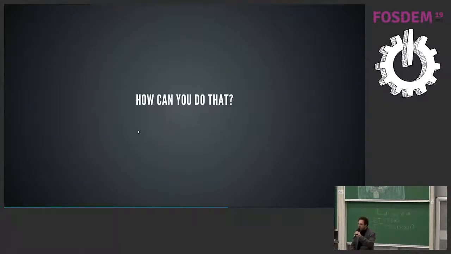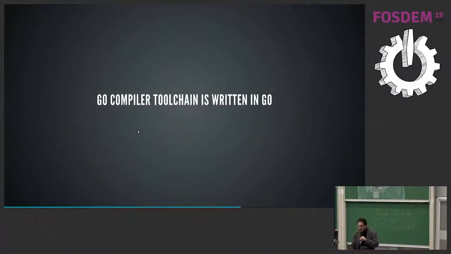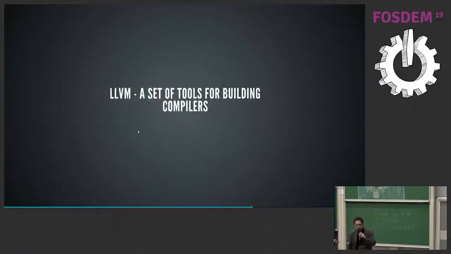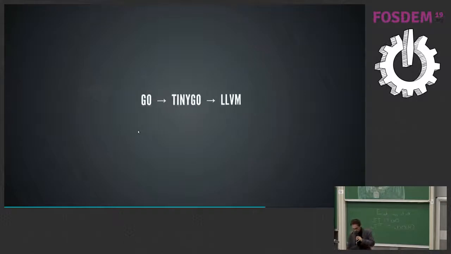How can you do that? Isn't that impossible? Well, luckily the Go compiler toolchain itself is written in Go. And then there's this other thing called LLVM, which is an actual toolkit for building compilers. So if we put those things together, we can use Go's front end to put it into SSA form, then use TinyGo's compiler to turn that into the intermediate representation that LLVM uses, and then use LLVM to generate binary code. So it's a different way. It's a different flavor of the Go compiler, if you will.